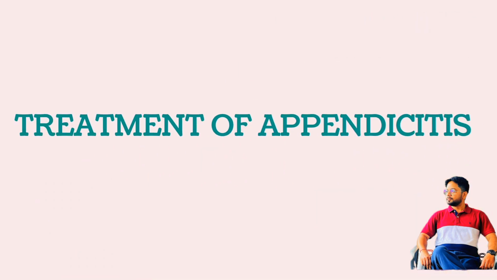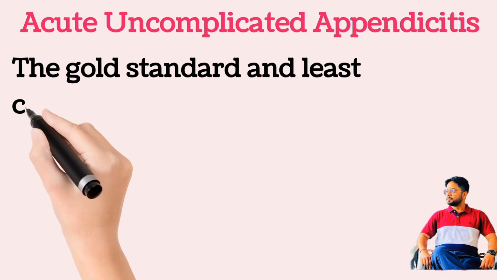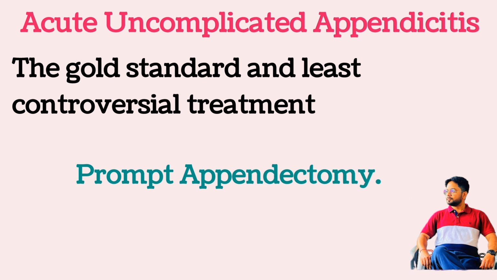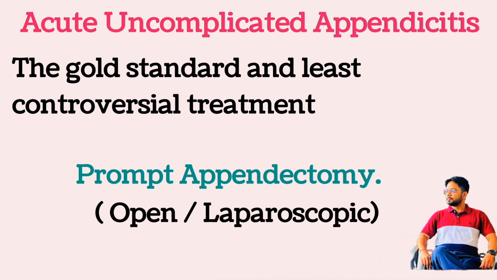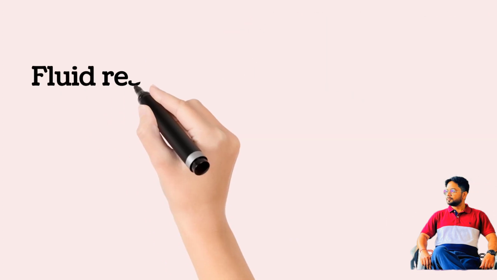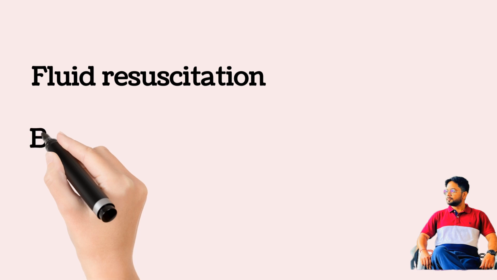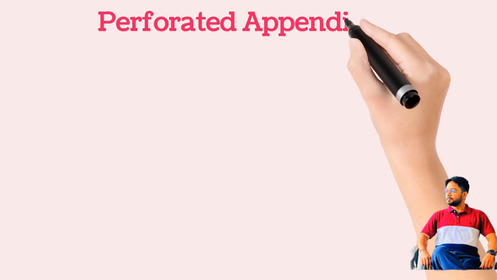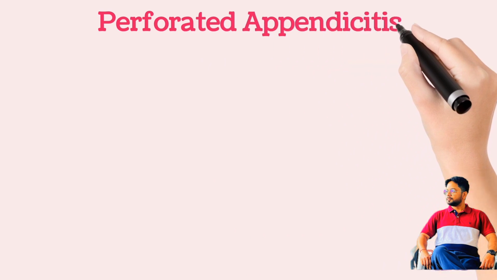The gold standard and least controversial treatment of acute uncomplicated appendicitis remains prompt appendectomy. Appendectomy can be done by open or laparoscopic procedure. Operation should proceed without undue delay. Fluid resuscitation as indicated, and intravenous administration of broad-spectrum antibiotics directed against gram-negative and anaerobic organisms should be initiated immediately. The operative strategy for perforated appendicitis is similar to that for uncomplicated appendicitis, with a few notable exceptions.